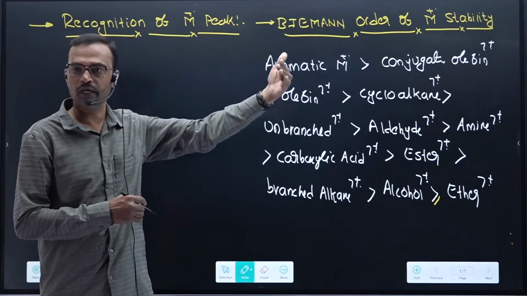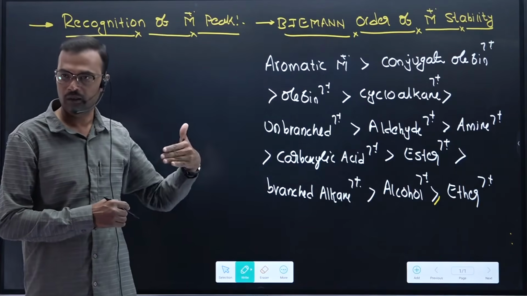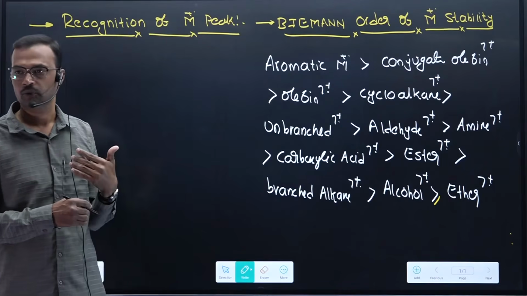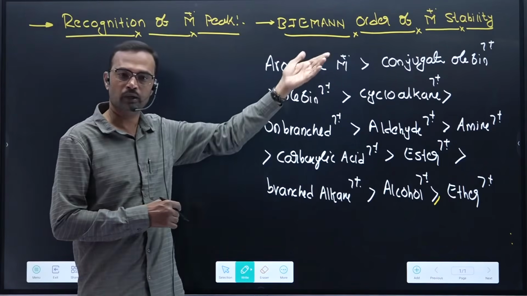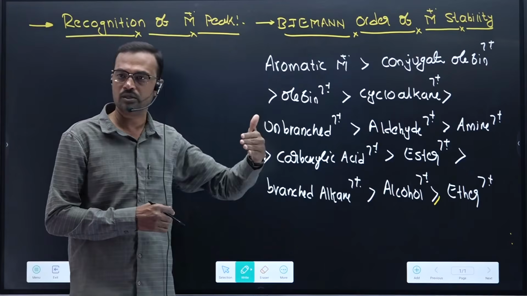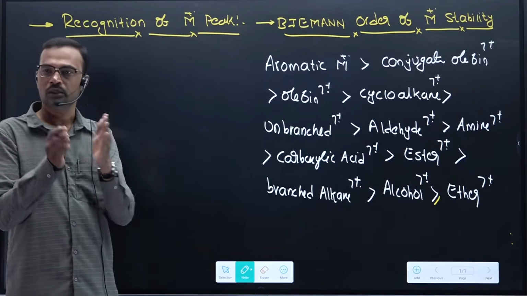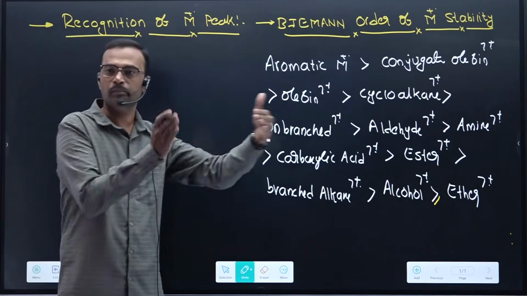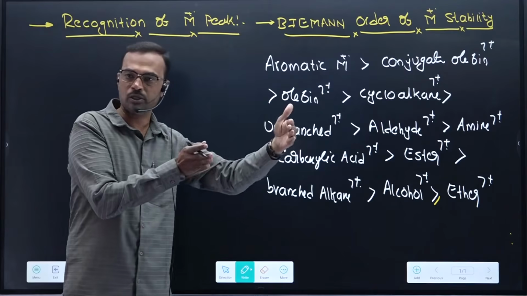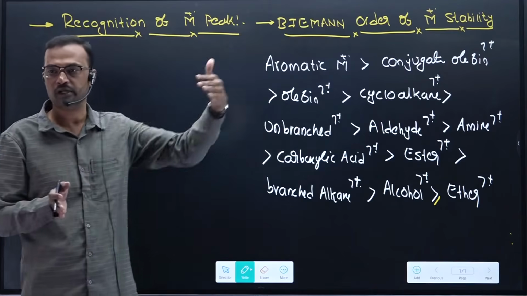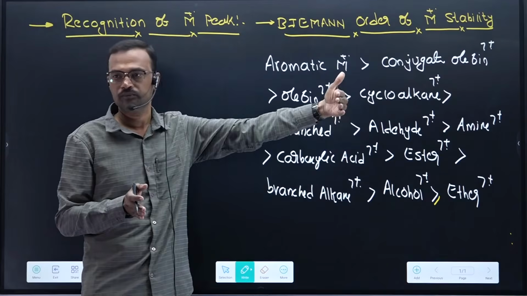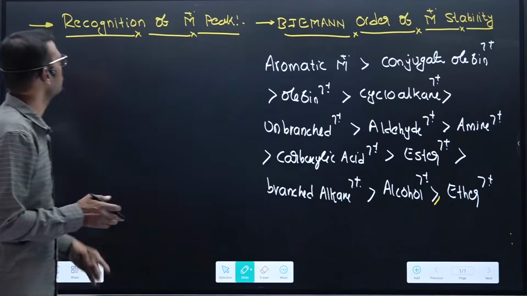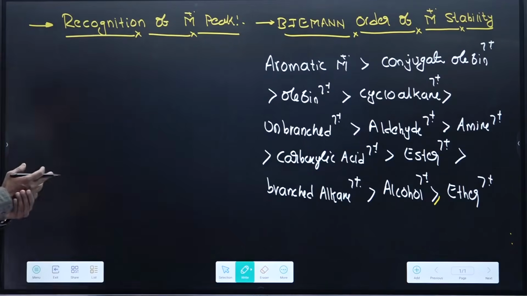From the parent, what are we getting? Fragments. Fragments are nothing but daughters. So the parent ion is the molecular ion, and daughter ions are nothing but fragment ions. Daughter ions always come from which one? The parent. Daughters are always represented in the lower mass region, and the parent is represented in the high mass region. Clear? Right. That is how to recognize the molecular ion peak.